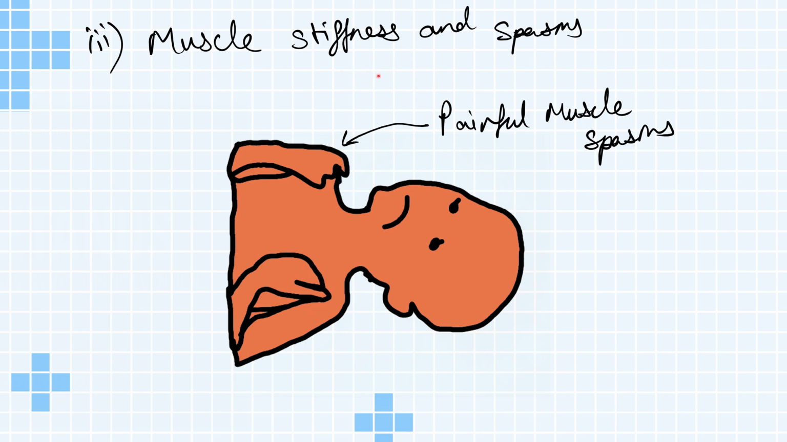As the disease progresses, the patient develops severe muscle stiffness and painful muscle spasms. These spasms occur because the muscle remains continuously stimulated without proper inhibition. Even minor stimuli like light, sound, or touch can trigger sudden painful spasms.